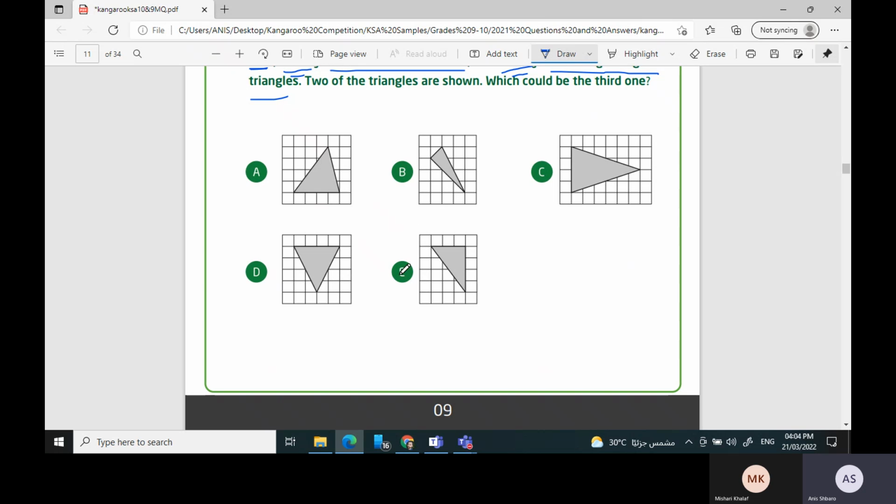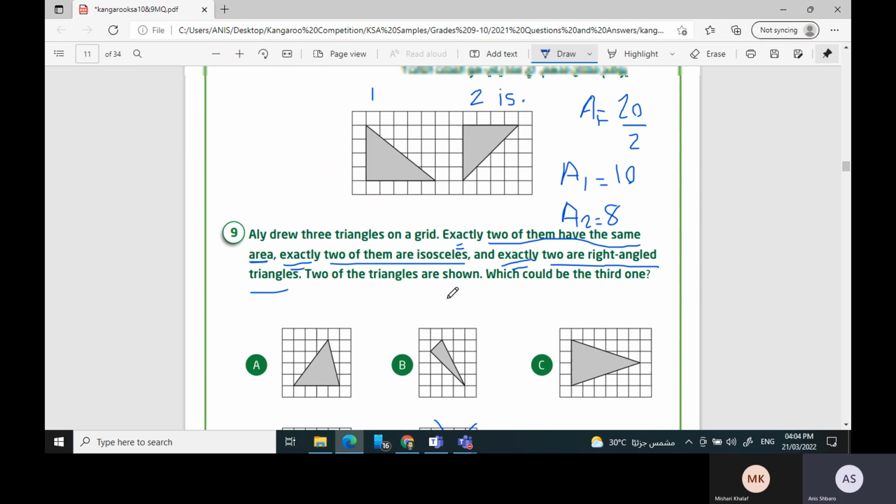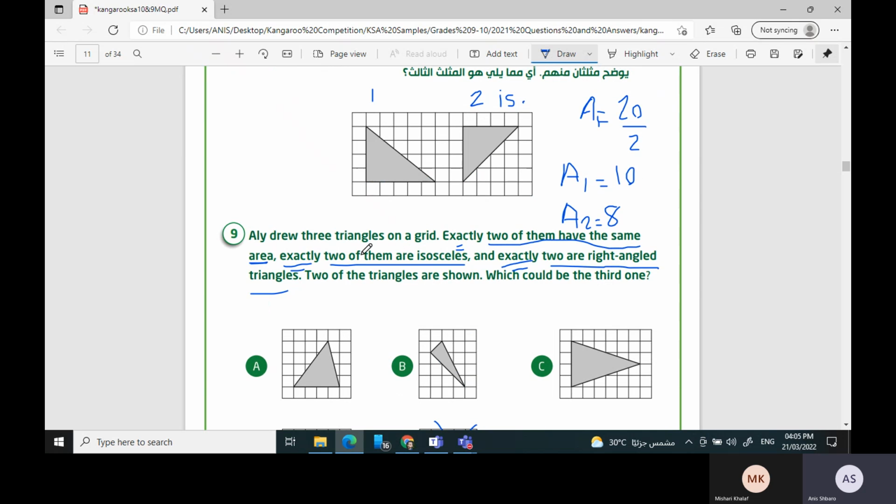First of all, this one looks weird. 1, 2, 3, 1, 2, 3, 4. So it's not isosceles. I'm going to take it off. This one looks isosceles, so let's skip it. And this one looks isosceles. This one, no. Obviously, maybe it is. So let's skip it now.